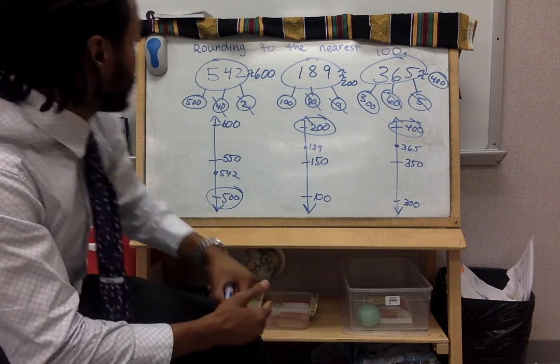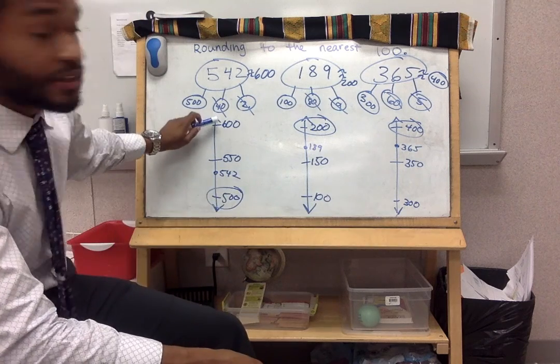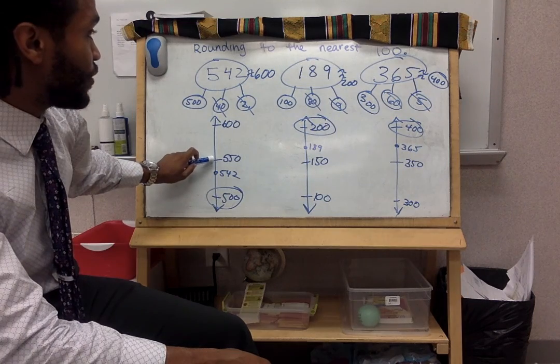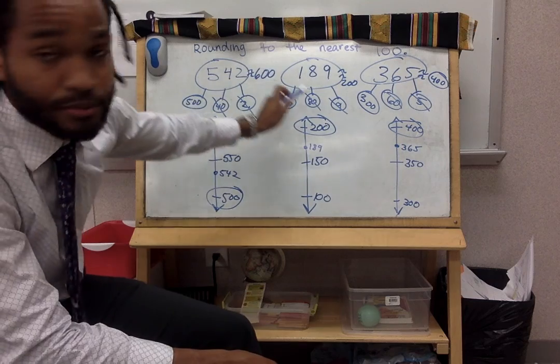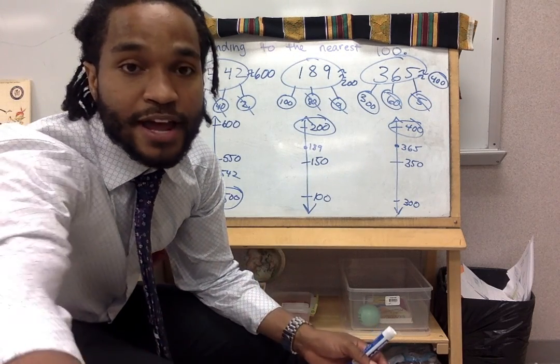Number bonds are helpful because they tell you the bottom benchmark. Then you can get the top benchmark, the halfway point. Then you can plot where these numbers will actually go. And it has kids explain and see a visual of why it actually works.